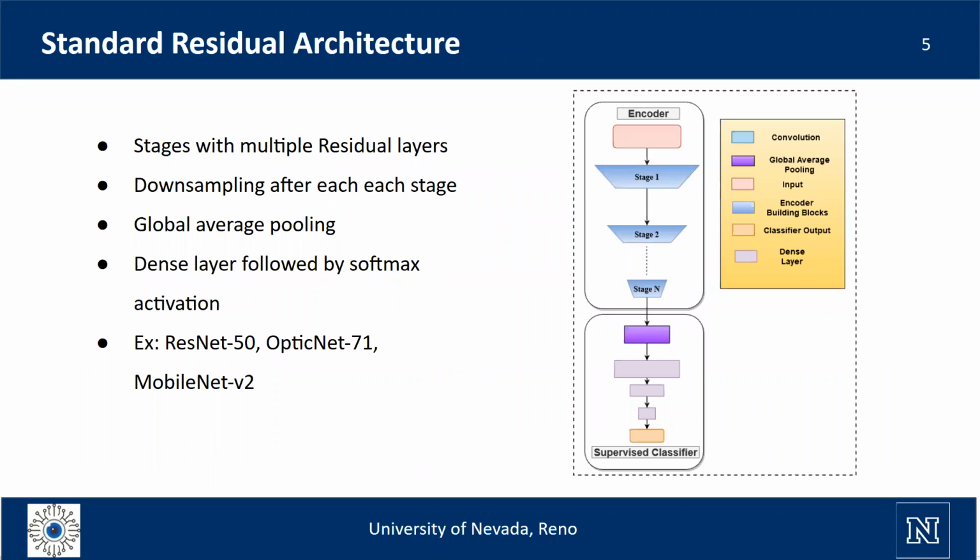To better understand our proposed architecture and method, we need to go over the basic backbone of a residual classification architecture. The architecture consists of multiple residual layers in subsequent stages. In each stage, there is a downsampling layer, and after the final stage, there is a global average pooling layer. The final layer is a dense layer followed by softmax activation. Some architectures with the aforementioned features are ResNet 50, OpticNet 71, and MobileNet version 2.